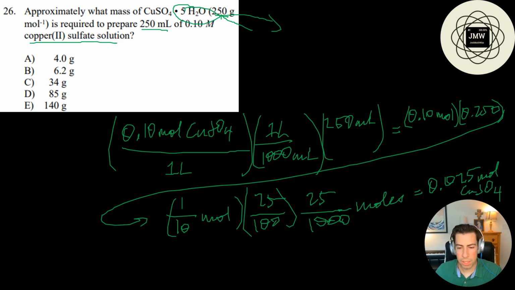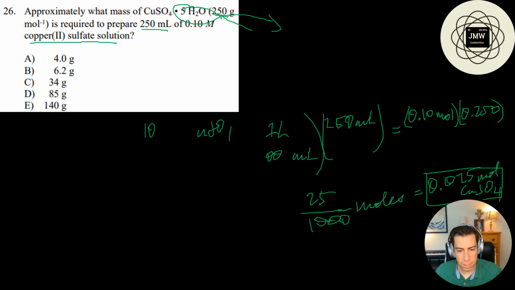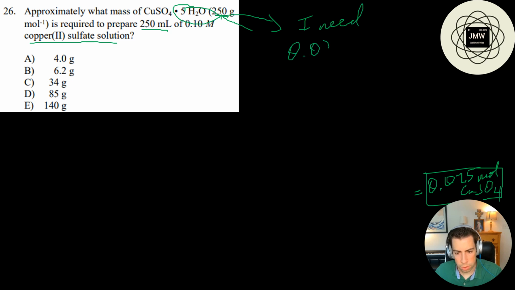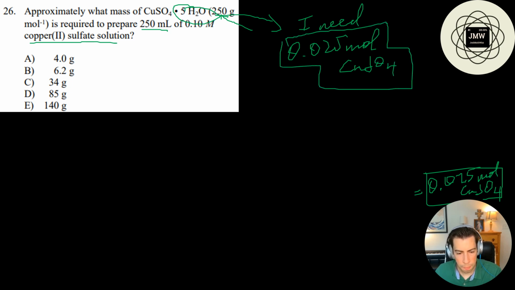Okay, so hopefully that part makes sense. So now I have my total moles, right? Let me go ahead and erase all this. So hopefully that makes sense. I'm just going to erase it real quick. All right, and let me go ahead and write that up here. So I need 0.025 moles of this guy.